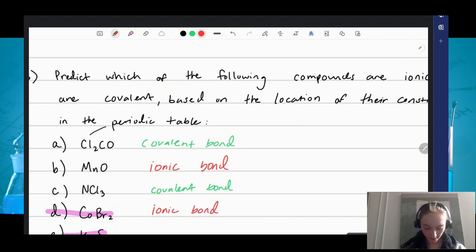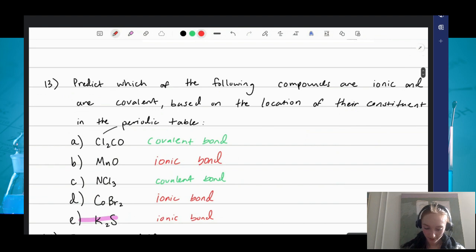And the last one here is K2S. This is potassium and sulfur, so it's potassium sulfide. Since potassium is an alkali metal, it has a +1 charge, so it's on the very left on the periodic table. This is going to be an ionic bond because of the metal and the nonmetal forming a bond. So they're going to give and take electrons, unlike a covalent bond, where they share electrons.